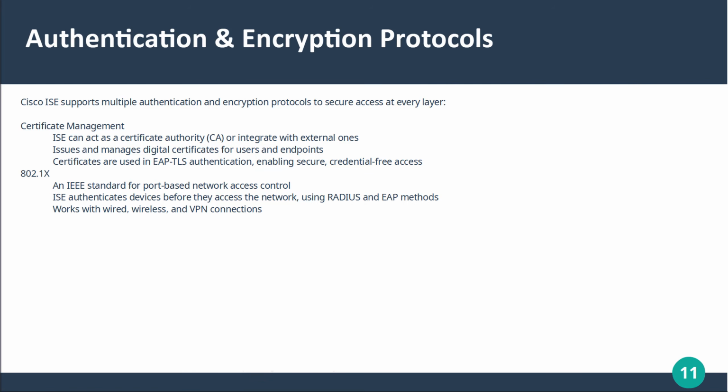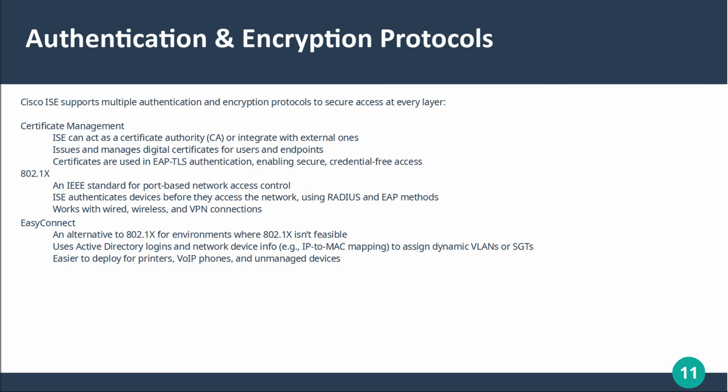Then there's 802.1x, an IEEE standard for port-based network access control. ISE authenticates devices before they can access the network using RADIUS EAP methods and works with wired, wireless and VPN connections. Easy Connect, an alternative to 802.1x for environments where 802.1x isn't feasible.